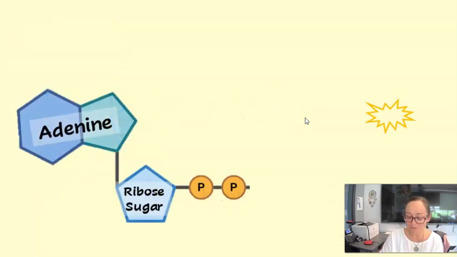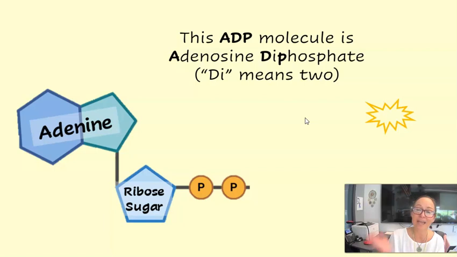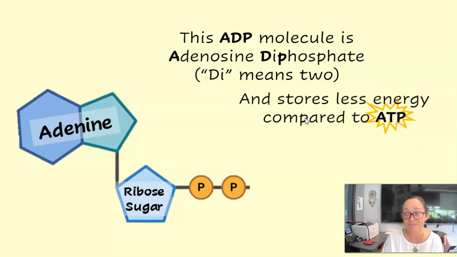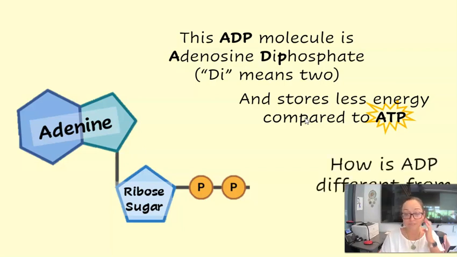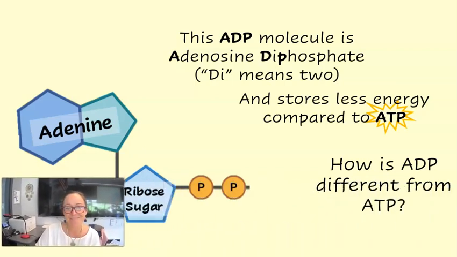Okay, so now let's talk about ADP. ADP stands for adenosine diphosphate, and it has 2 phosphate groups. How is this different from ATP? Well, it has 2 phosphates and less energy stored because there's now only 1 bond between the 1st and 2nd phosphate group. But that's really all that's different. So now let's go ahead and continue.